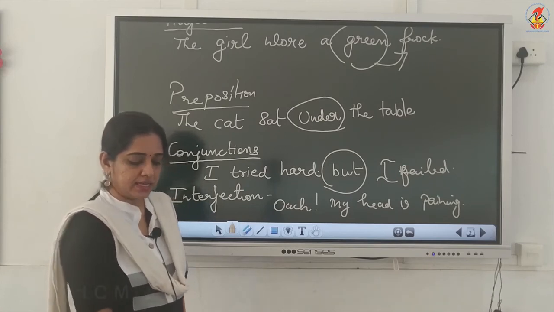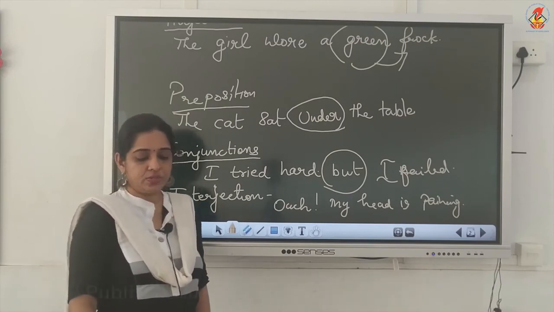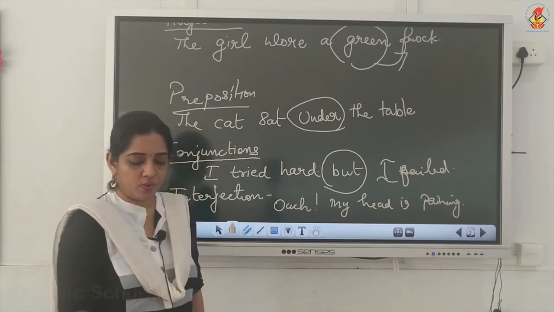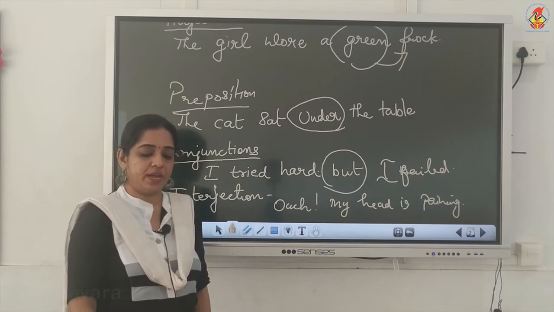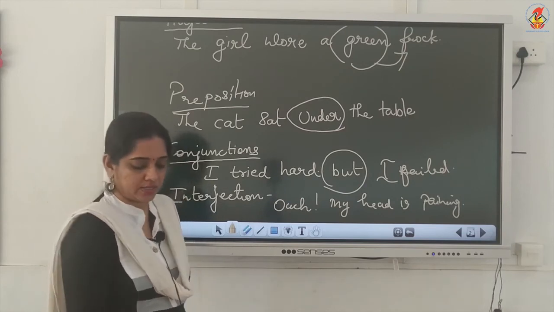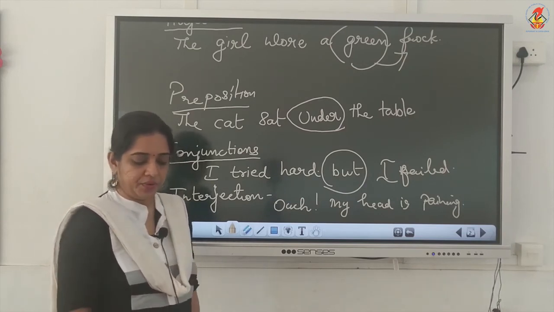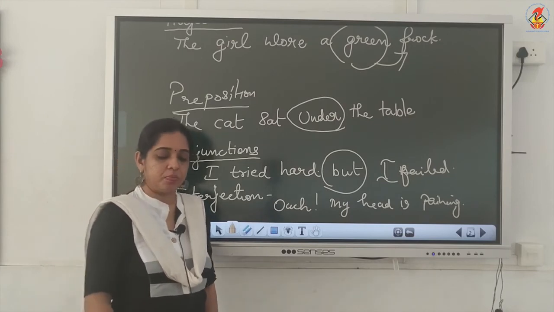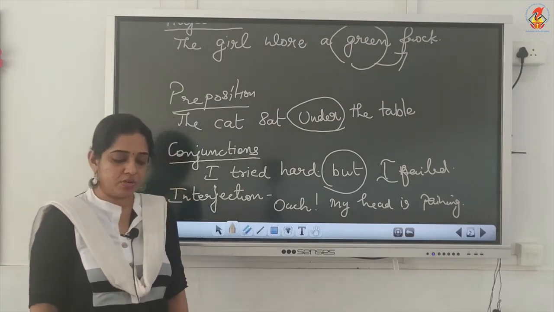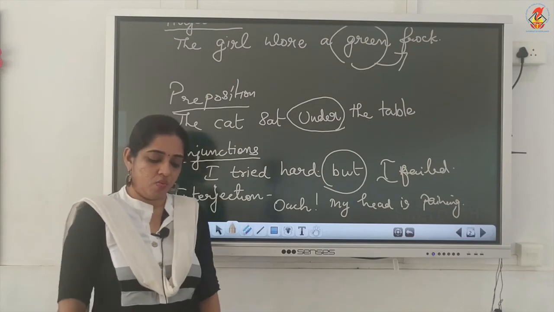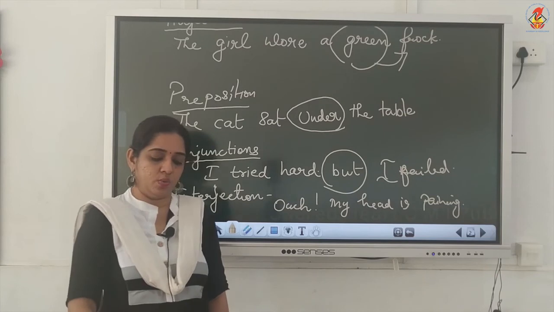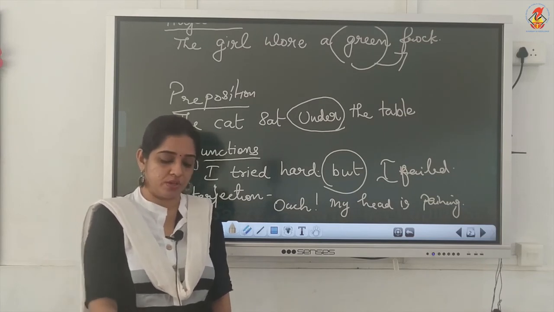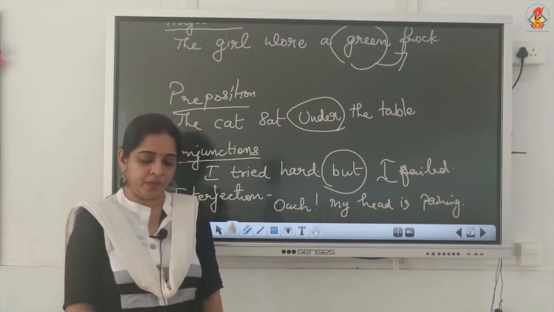And exercise E: use the following words in sentences of your own. Use each word as a noun and as a verb. That we'll discuss when you come to our class. Then, read the following passage and write which part of speech the words in bold belong to: noun, verb, adjective or pronoun. The word is already given. Komal wakes up. Wakes is a verb. So, in the bracket you have to write V.